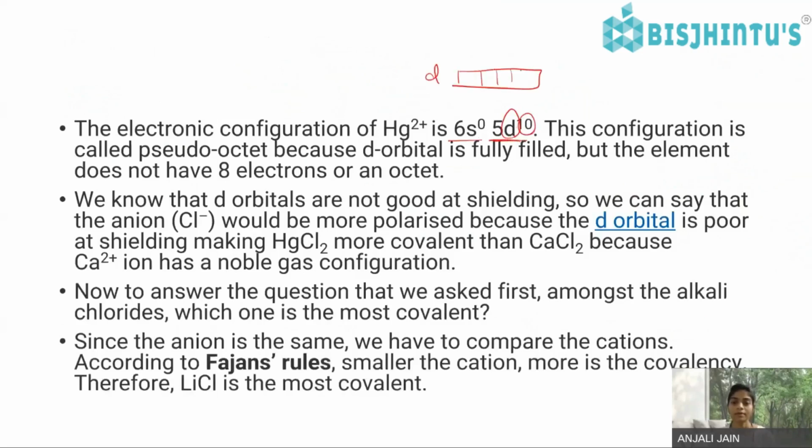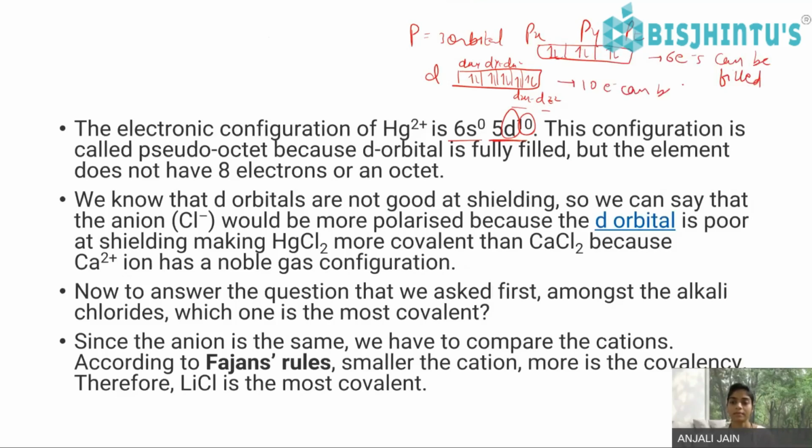We know that d has 5 orbitals, whereas p has 3 orbitals: px, py, and pz; and dxy, dyz, dx square minus y square, dxz, and dz square. These are the 5 orbitals of d. Here in the p orbital, 6 electrons can be filled. Here in the d orbital, 10 electrons can be filled. This configuration is called a pseudo-octet because the d orbital is fully filled, but the element does not have 8 electrons or an octet. Okay, because the d orbital is completely filled, it has a stable state configuration.